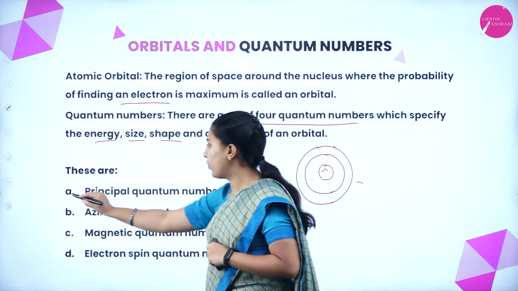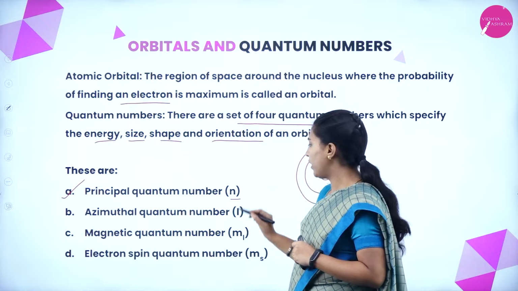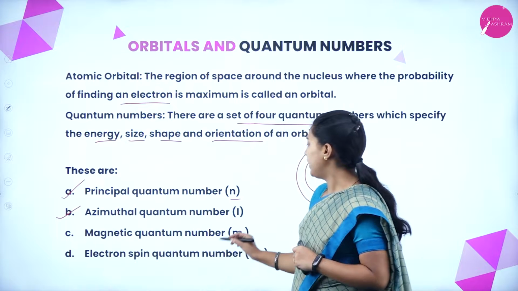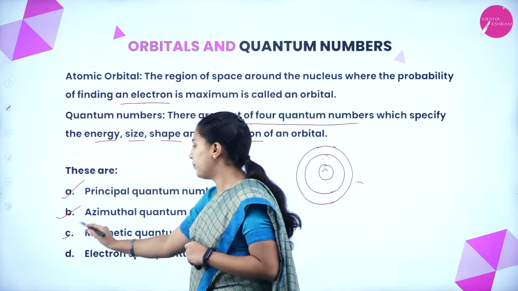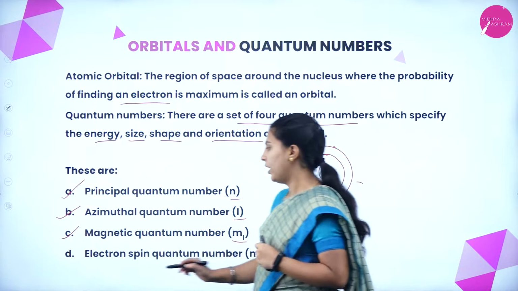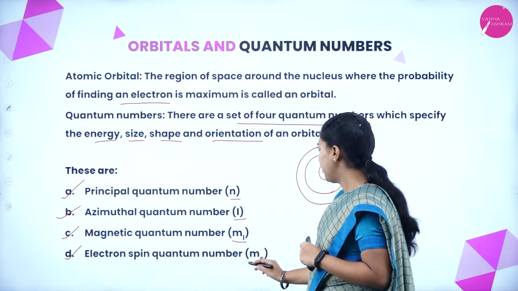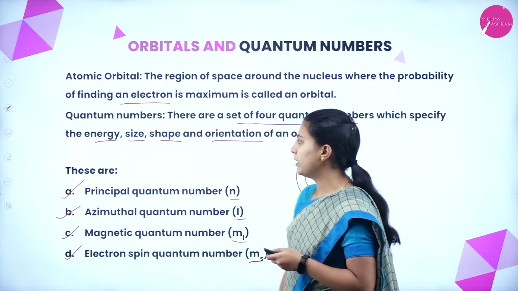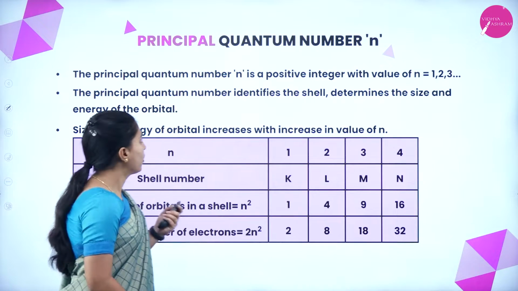First one, the principal quantum number, and its symbol is small n. Next, the azimuthal quantum number, that is small l. The magnetic quantum number is designated by m_l. Next, the electron spin quantum number, that is m_s. Yes, these are the 4 quantum numbers. Next, we will see first what the principal quantum number is.